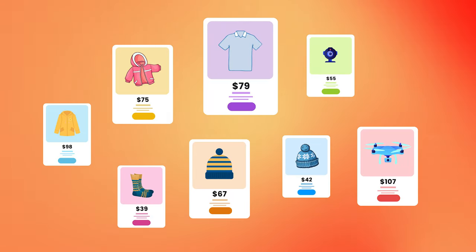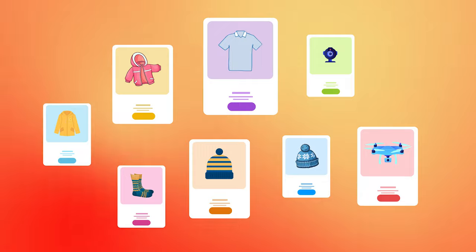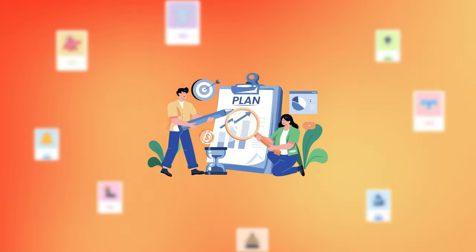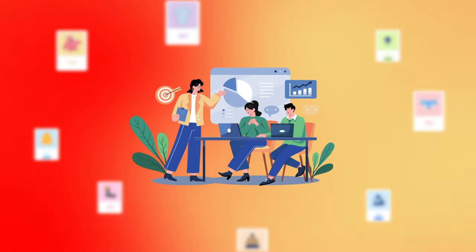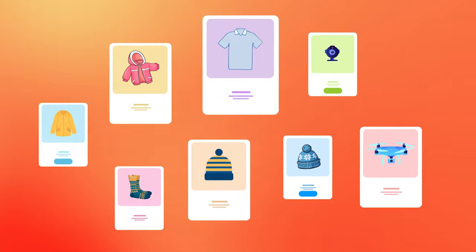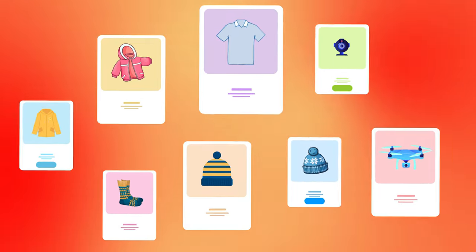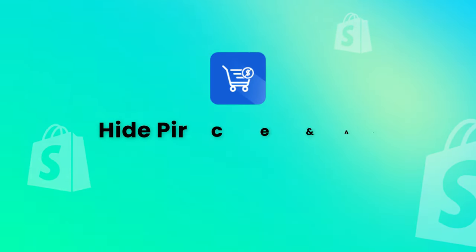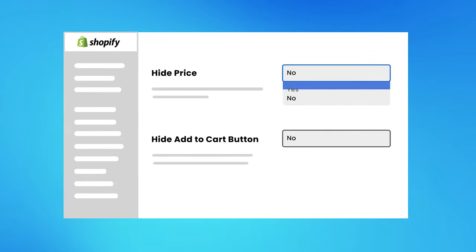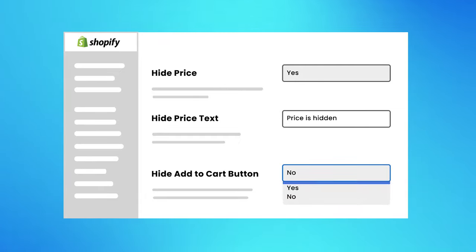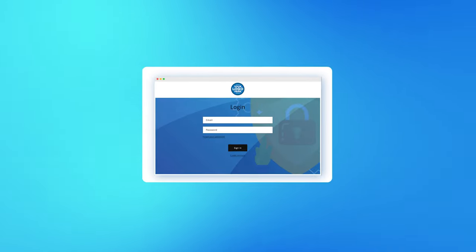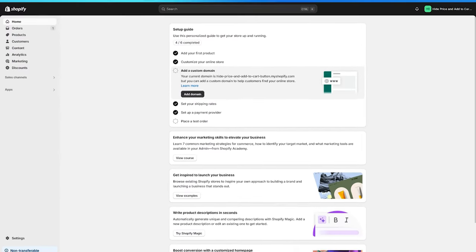E-commerce businesses sometimes need to hide product prices and disable the Add to Cart option for specific items, whether due to fluctuating prices, exclusive sales strategies, or regional restrictions. To hide price and add to cart functionality in Shopify, use Addify Hide Price and Add to Cart app. With this extension, you can replace price with custom text and add to cart button with custom button to redirect users to any URL. Let's see how this app works.